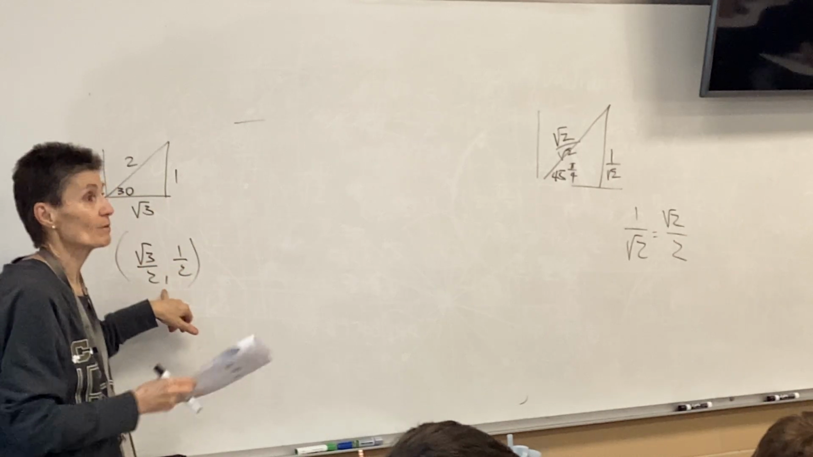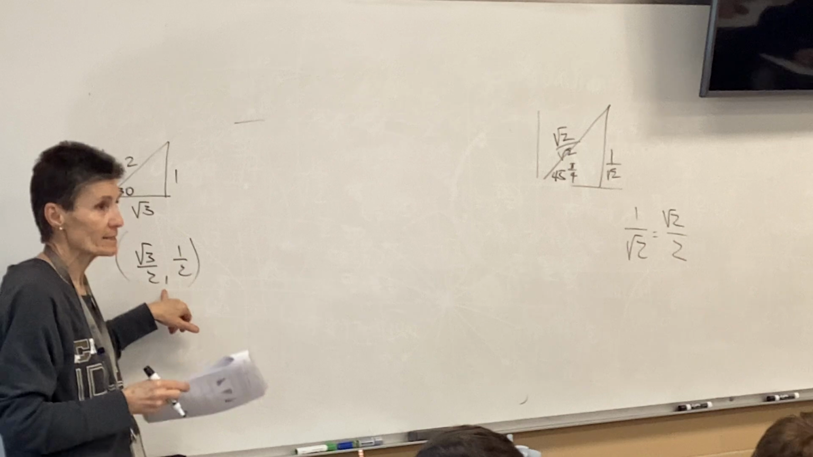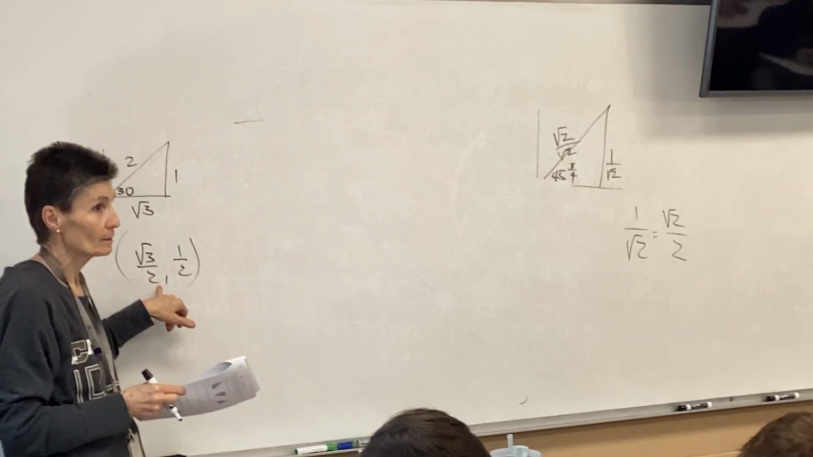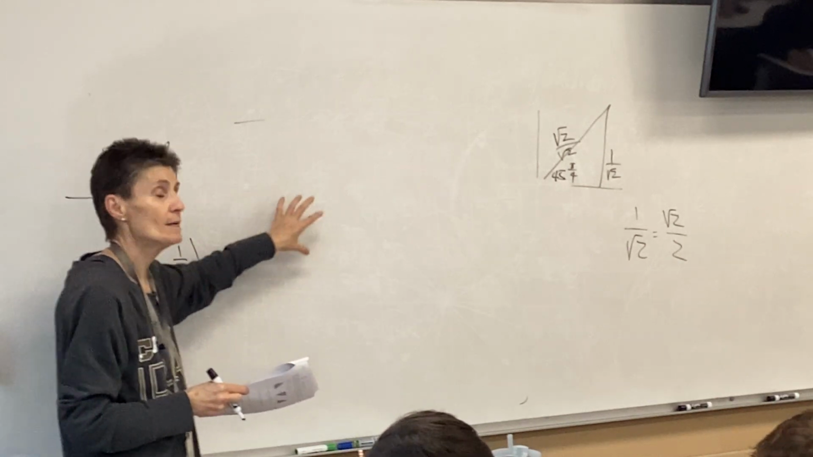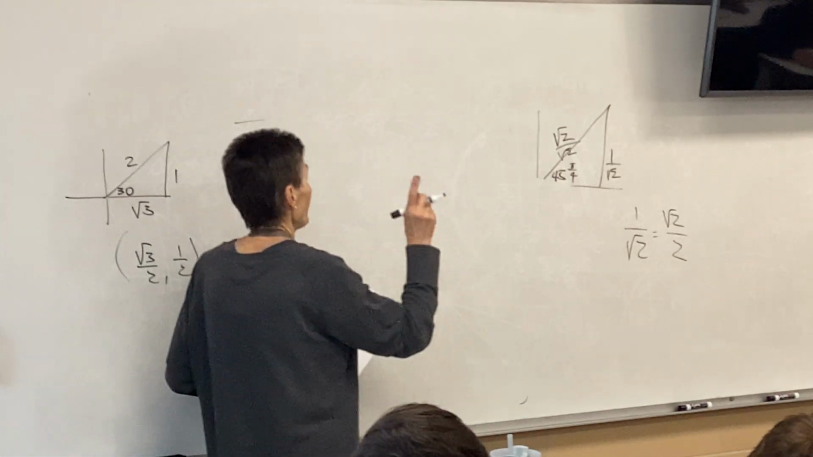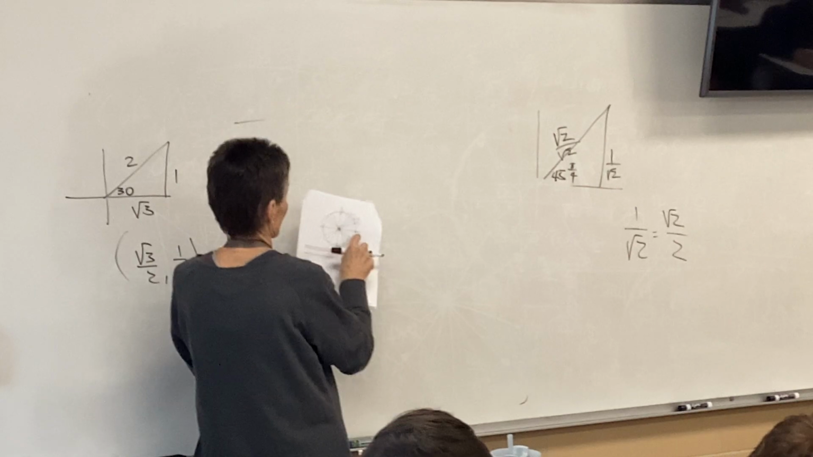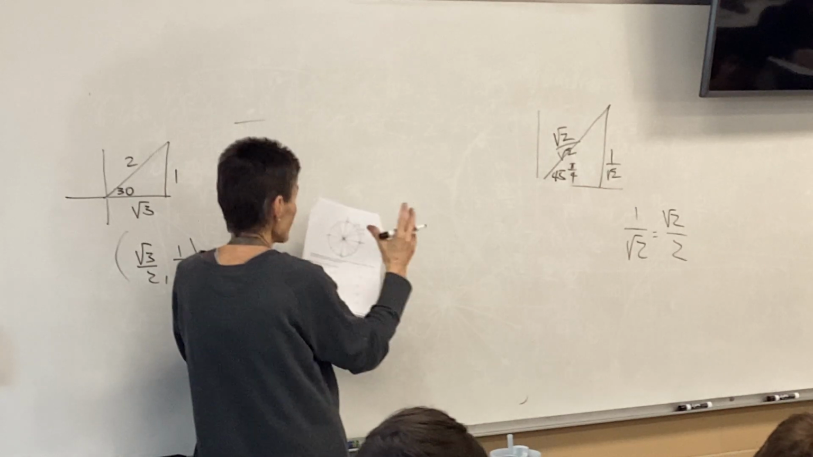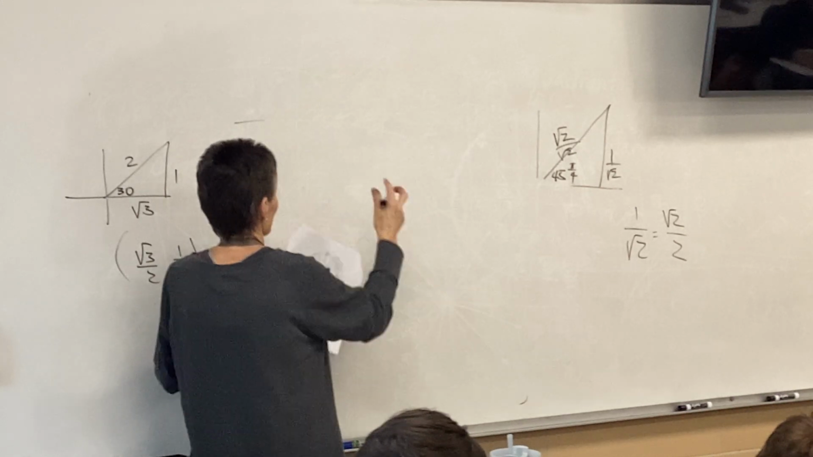This is the point for pi over 6. Memorize it or figure it out, but you gotta know it. And the same with pi over 4, and the same with pi over 3. Based on those values in the first quadrant, those are the only ones you really need to memorize.